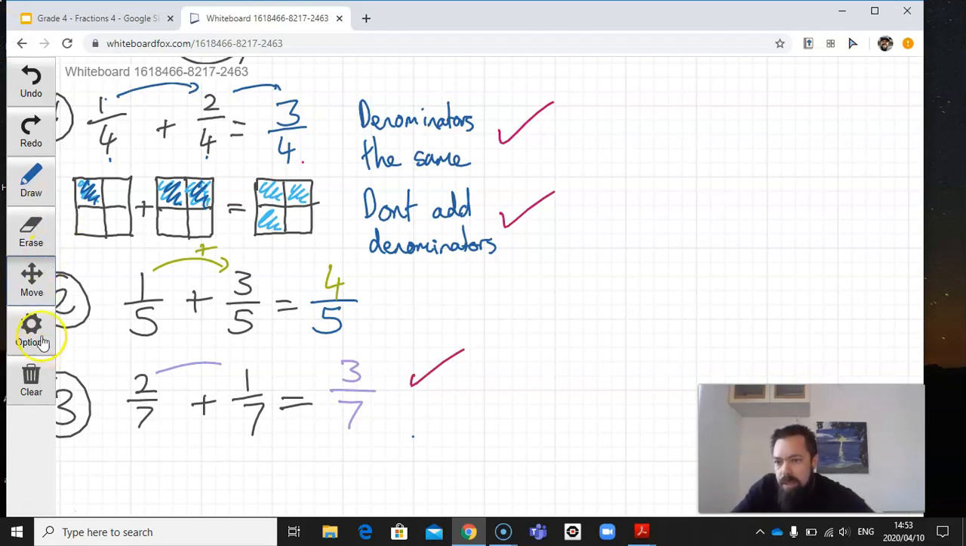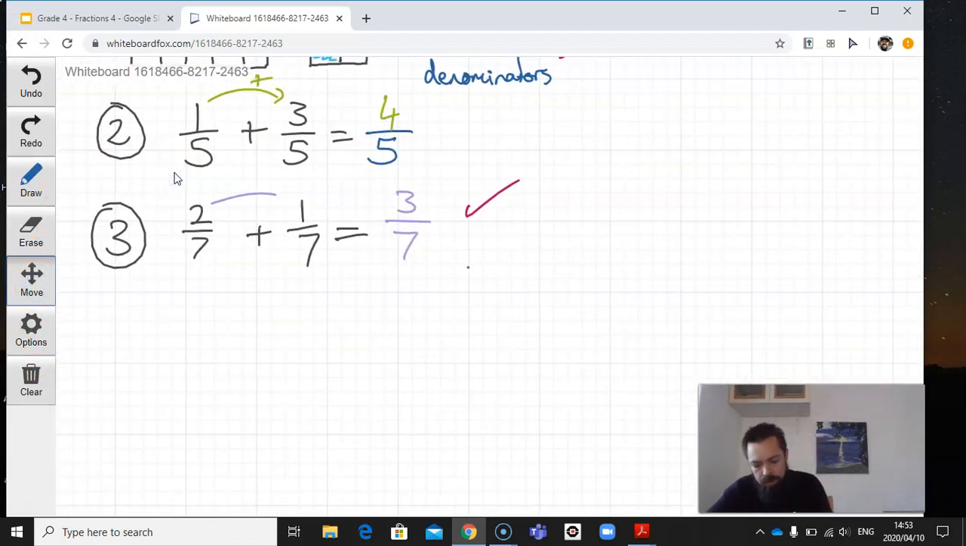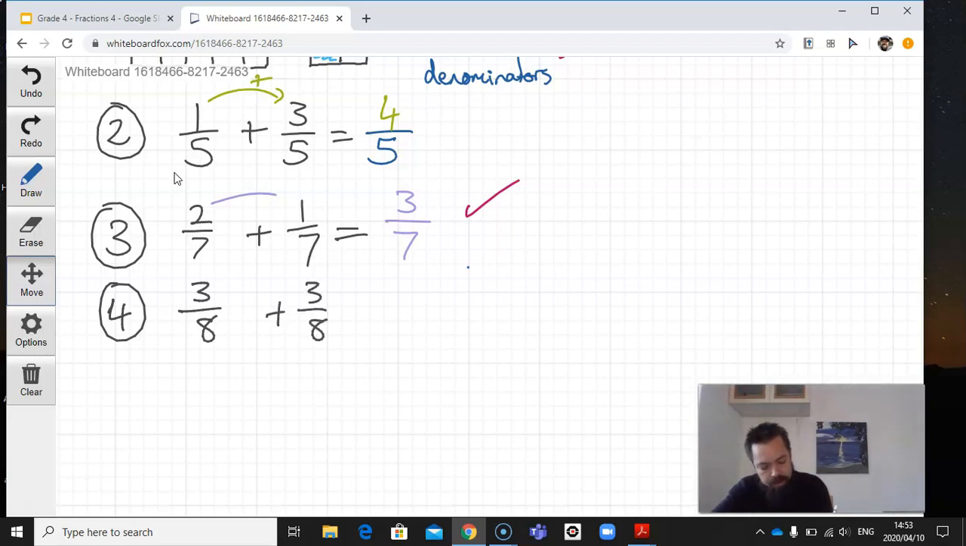Move my screen down a little bit. Number 4, the last one that we're going to do, looks like this. This one, 3/8 plus 3/8. I think I'll just give you 20 seconds to do this one. Remember to check our rules. They've slipped off the page, but first off, we check to see if our denominators are the same, and secondly, we don't add the denominators.